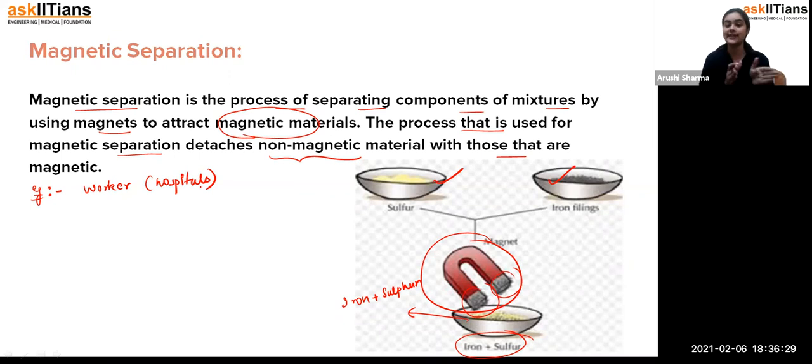Like I have told you the example of workers who are working in the iron industry. So there are high possibilities that they can have an iron particle in their eyes or something like that. So people, oh sorry, not people, because all of the people are not doctors, so doctors generally use this technique. Fine. So that's how, student, magnetic separation is used to separate out the components when we have a mixture of a magnetic one and a non-magnetic one.